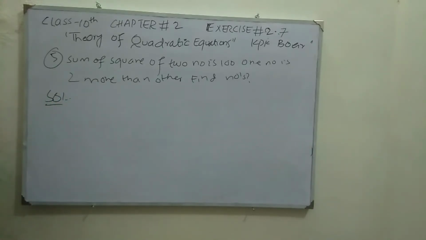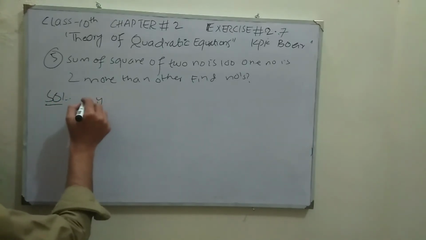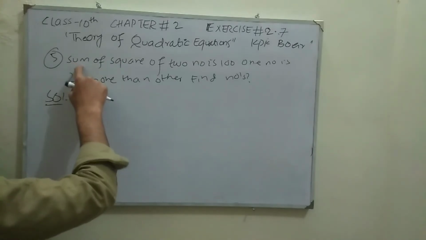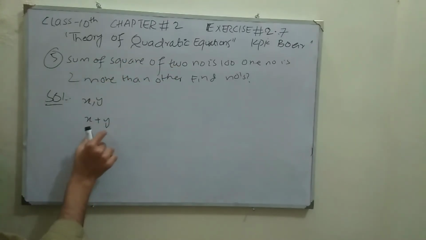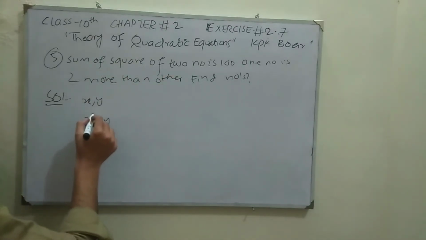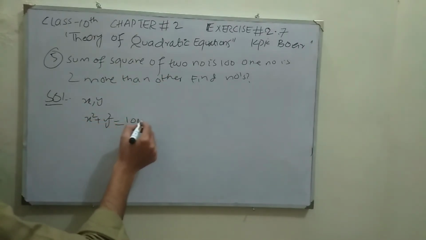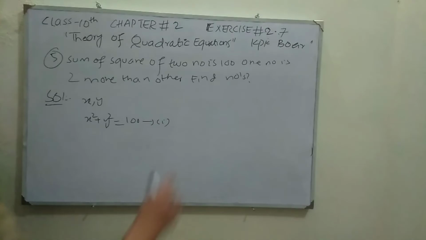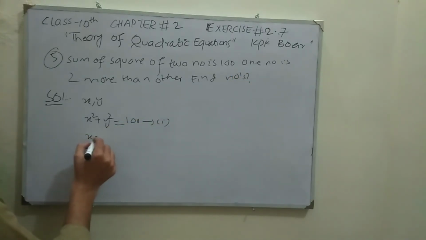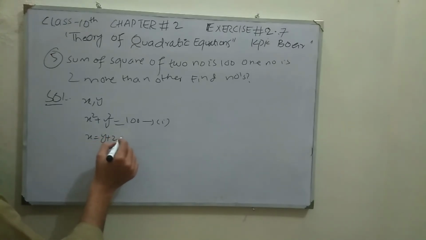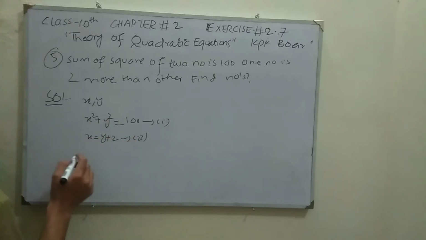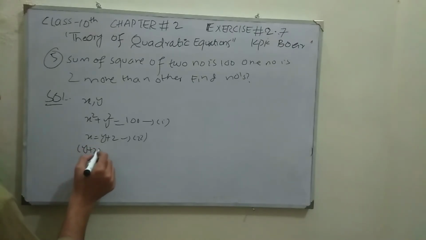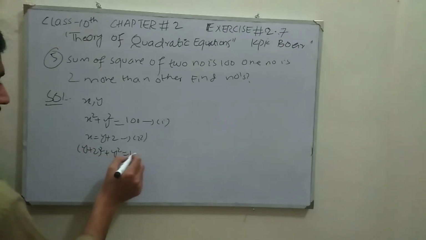Sum of the squares of two numbers is 100. Let the numbers be x and y. If we sum the squares of these two values x and y, it gives us 100. This is the first condition. And the second condition is one number is 2 more than the other. Let x be 2 more than y, so x is y plus 2. Find the numbers. So put x is equal to y plus 2 in this equation: y plus 2 whole square plus y square is equal to 100.